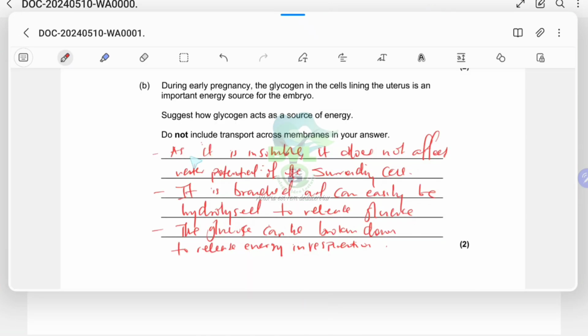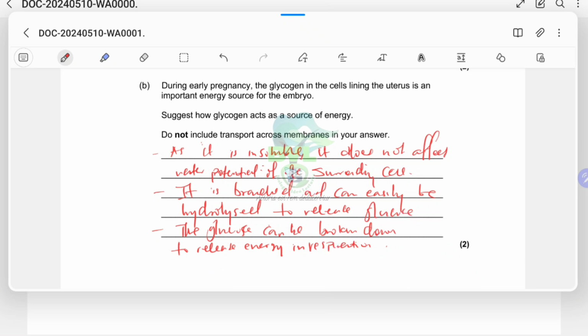So, because it is insoluble, it does not affect water potential, so it can store without affecting water potential of the surrounding cells. Now, it says here, it is branched and can easily break up. This is, it can easily hydrolyze or break off to release glucose. So when this glucose is now released, what would the glucose be used for? Broken down to release energy in respiration.